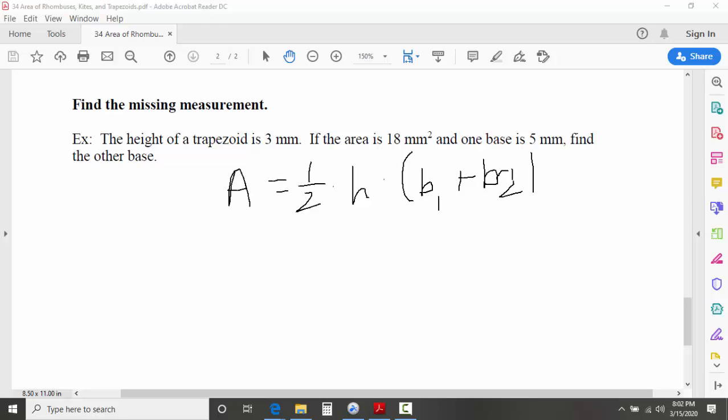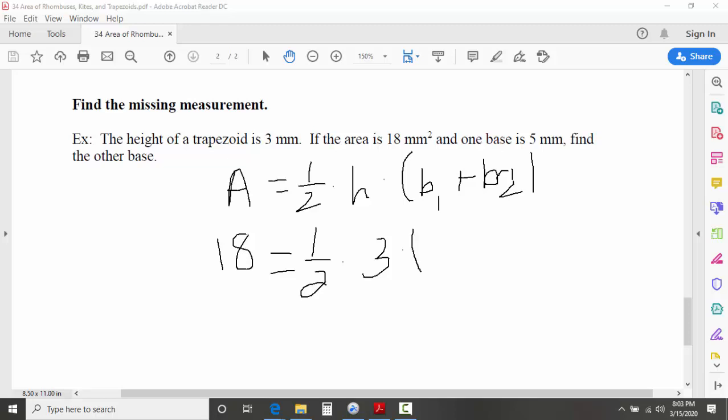Okay. Information we have. Right off the bat, first number I see is 3 millimeters. Reading the sentence, that represents our height. Now, I'm not too happy about that because I don't want to take half of 3, but let's just finish writing stuff in and we'll see how that pans out, okay? The area, it says, is 18. And it says one of the bases is 5.